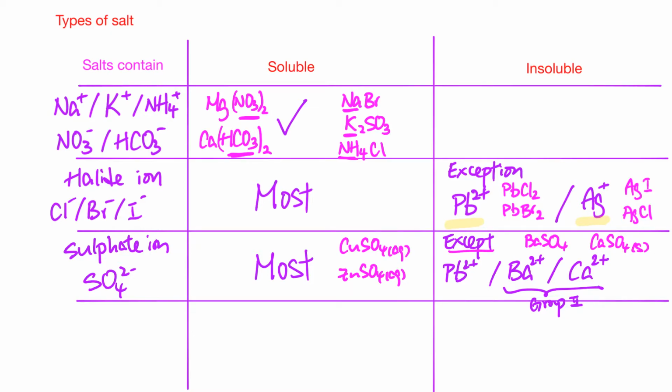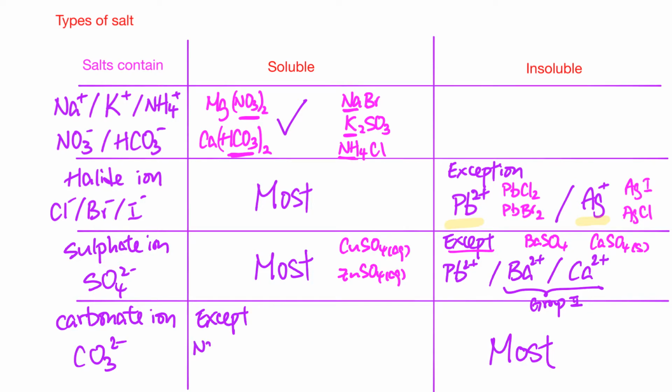The last one that we're going to talk about will be the carbonate ion. Carbonate ion is CO3 2-. You'll find that for carbonate ion, most of them are insoluble, except when they combine with Na+, K+, and NH4+. Oh, you say, that one is so familiar. Yes, that's right, because these ions must be soluble. So when this combines with this, say for example, sodium carbonate, potassium carbonate, or ammonium carbonate, then these have to be soluble.